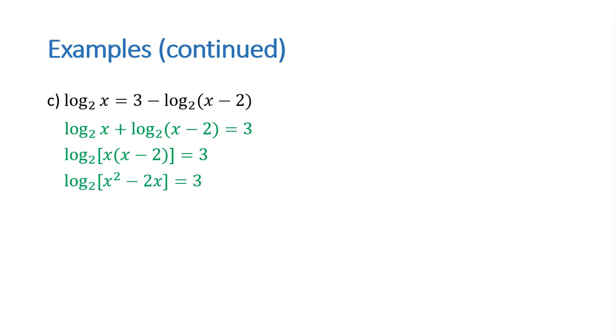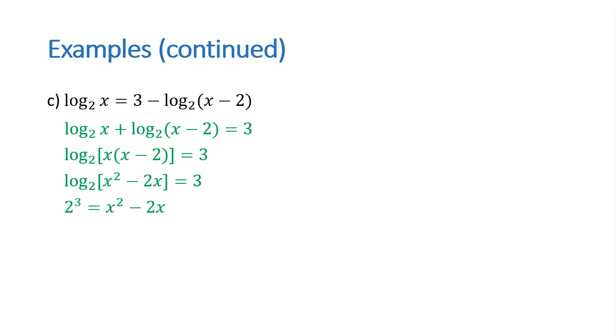So we now have, simplifying, log base 2 of x squared minus 2x is equal to 3. Convert, we have 2 cubed is equal to x squared minus 2x. Now keep in mind, if you want, you can convert to exponential form before you distribute the x. It's really up to you which order you do it in.